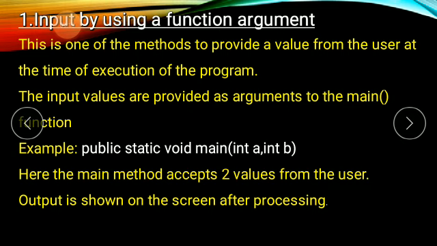How do we provide values to a program, that is, give input to a program? This is one of the ways, by using the function argument. In the main method itself we provide the values. Here the main method accepts two values from the user, and the output is shown on the screen after processing.